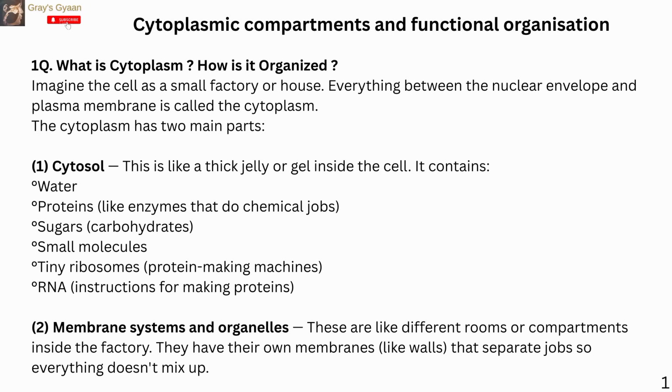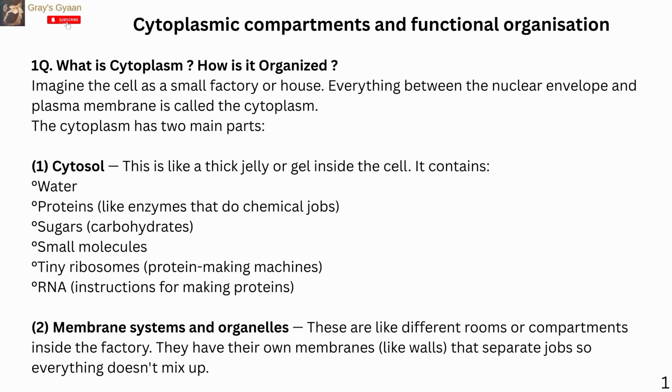First question, what is cytoplasm? How is it organized? Imagine the cell as a small factory or house. Everything between the nuclear envelope and plasma membrane is called the cytoplasm. The cytoplasm has two main parts.